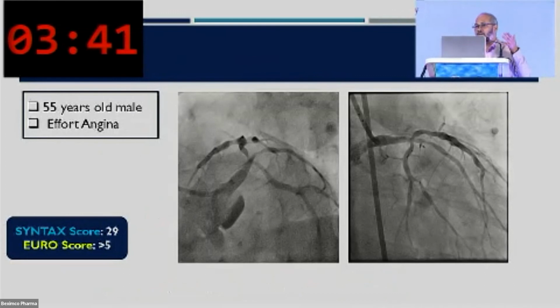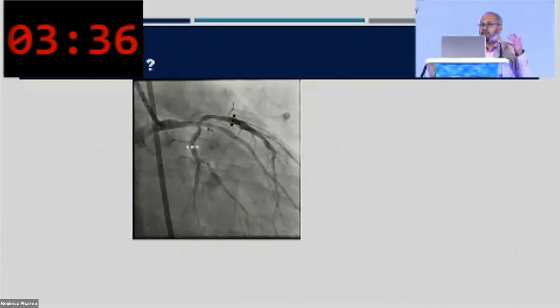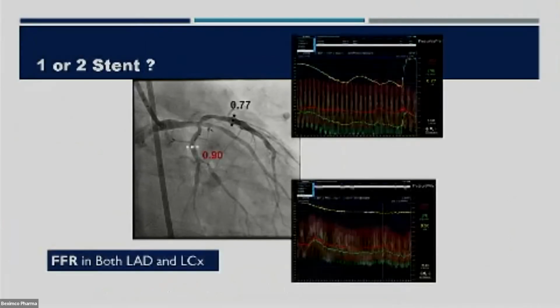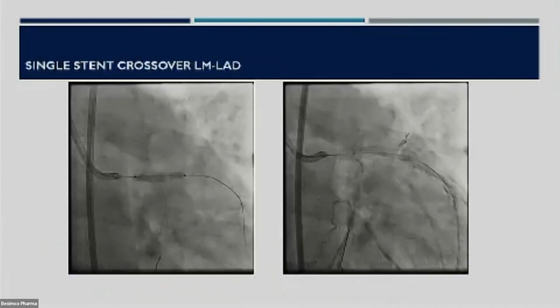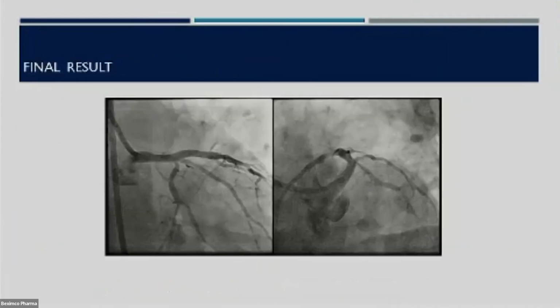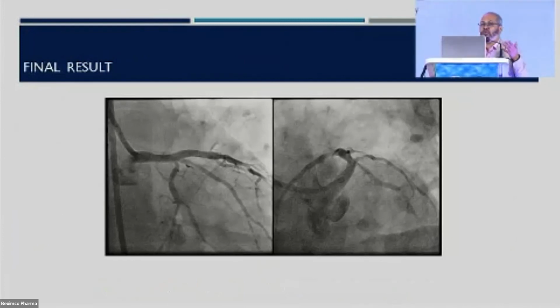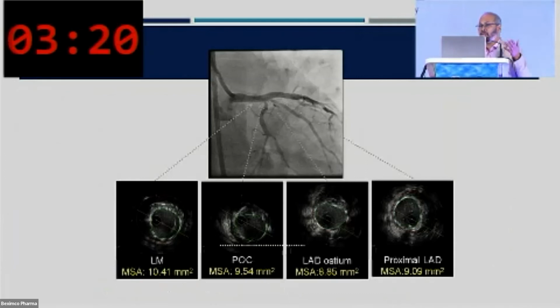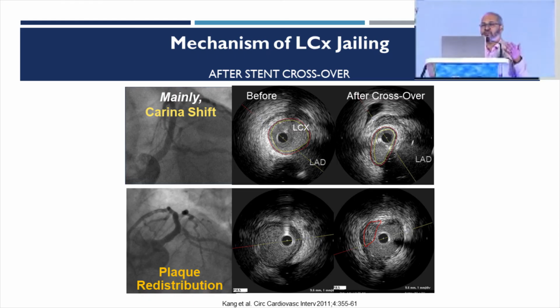If you look at this distal left main, LAD ostial and LCX disease, what should you do? Go for a one or two stent strategy. If you look at this FFR, there is no significant disease in LCX, LAD is significant. We went for a straightforward crossover technique, and we did it accordingly, but LCX seems to have some disease. Actually, what should we do next? If you look at the IVUS, we achieved around 10 in left main and POC around 9.5, LAD ostium around 9, distal LAD also 9. So we achieved significant minimal stent area, so we should be satisfied.